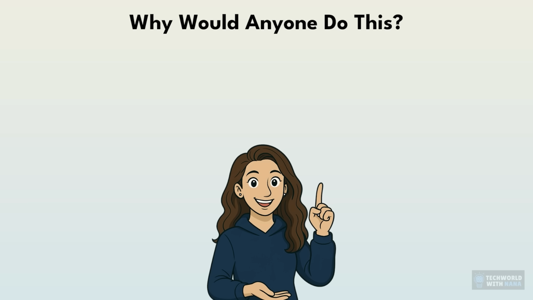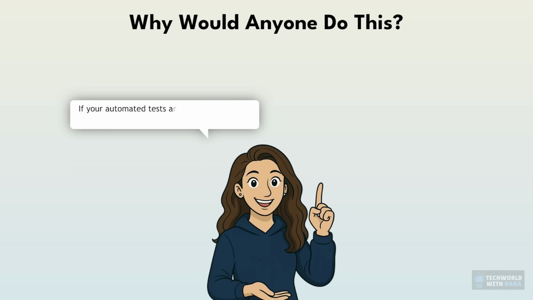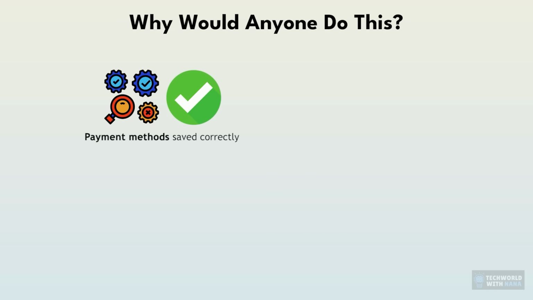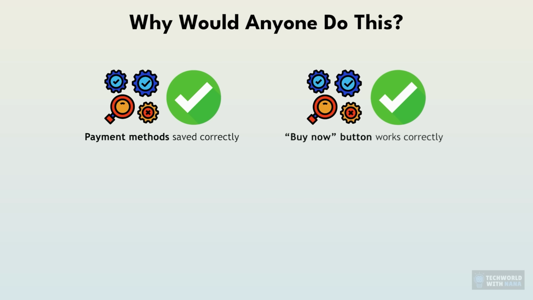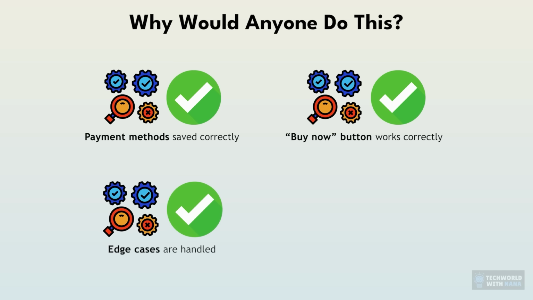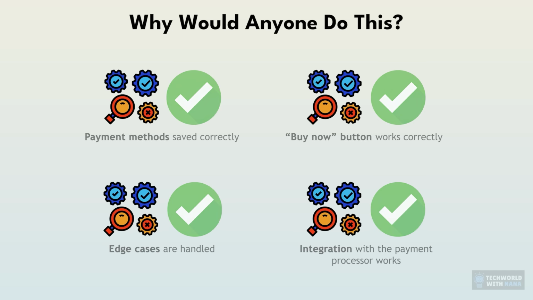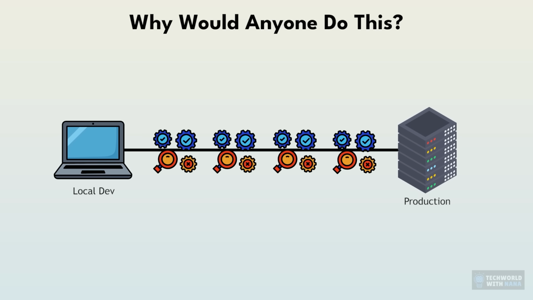But here's the thinking behind it. If your automated tests are really good and reliable, you don't need manual testing environments. So let me explain with our checkout feature. You've written tests that verify payment methods are saved correctly to the database. The buy now button creates orders with the right data. Edge cases are handled. What if someone clicks buy now twice or does some other weird stuff that users usually do with your application? Integration with the payment processor works. If these tests all pass, the code should work in production. So why wait and introduce manual bottlenecks in between?